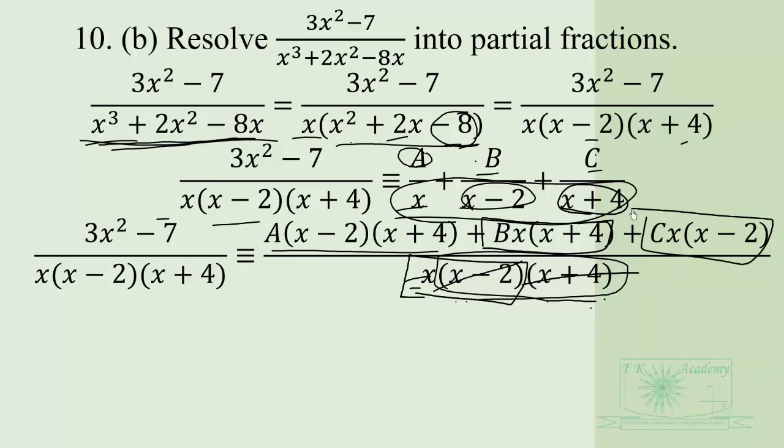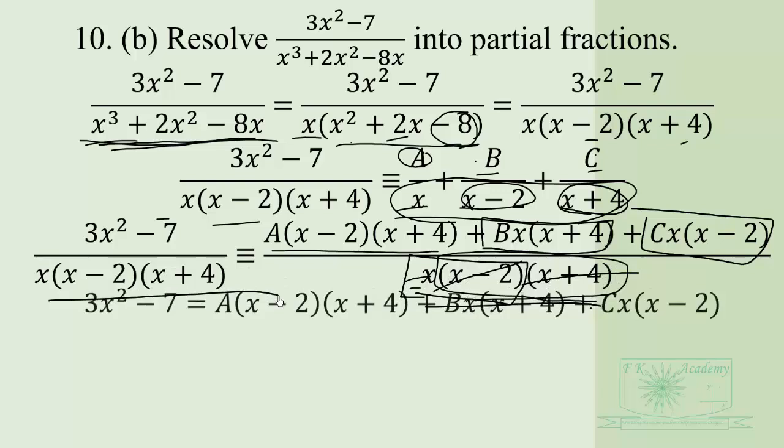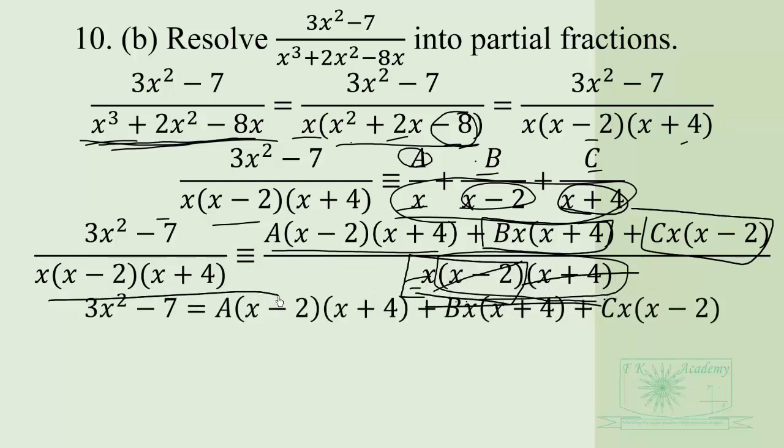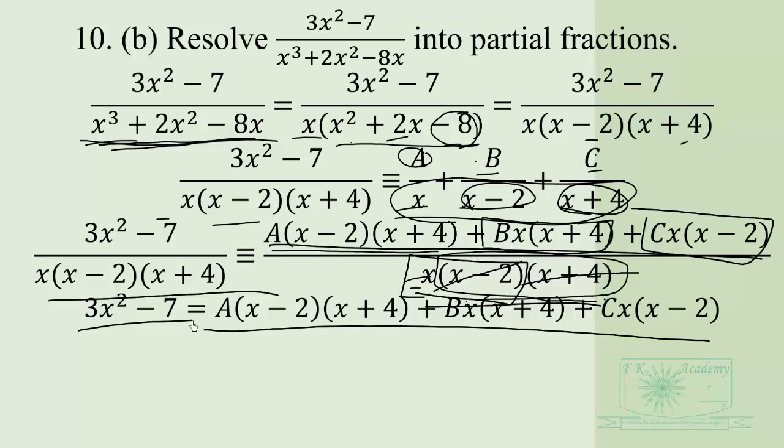So, since the denominator is the same now, we can equate the numerators. So this implies that 3x squared minus 7 is equal to what is here, which is what is here. So we need to choose values of x that will render some part of the equation 0, so that we can solve for the values a and b and c.